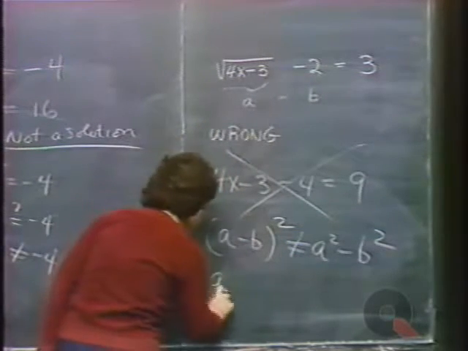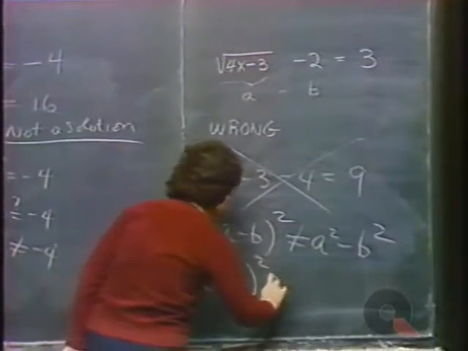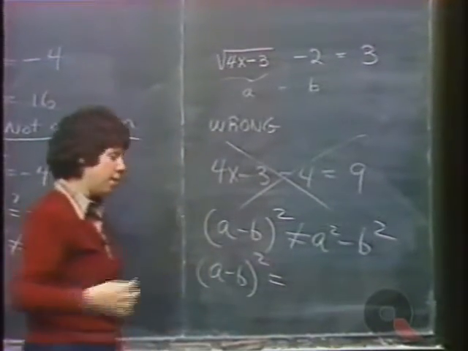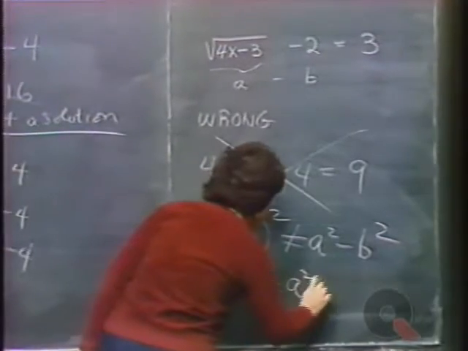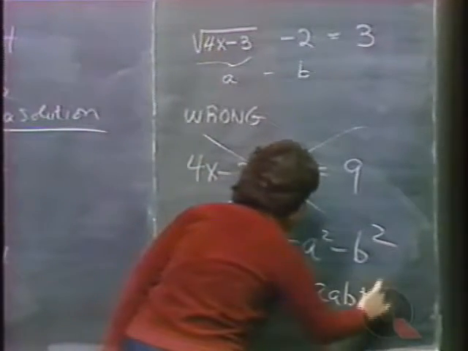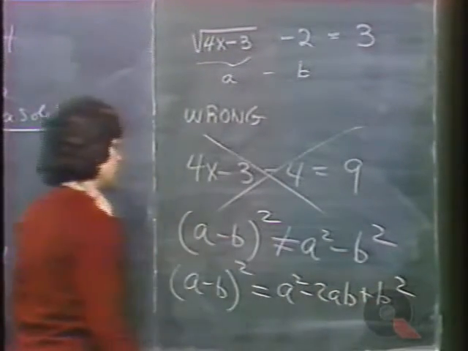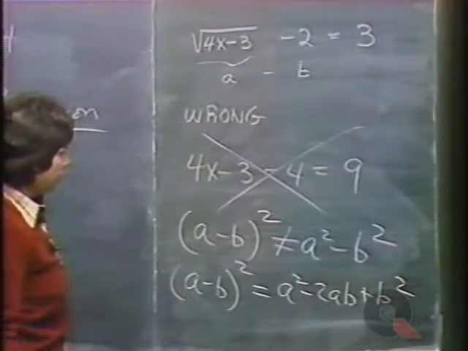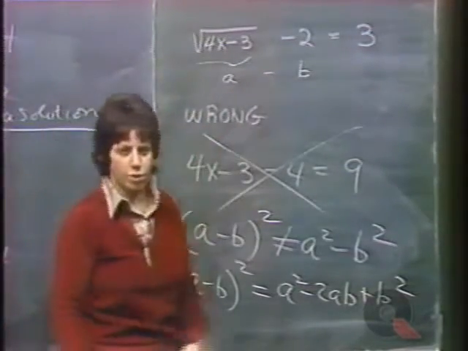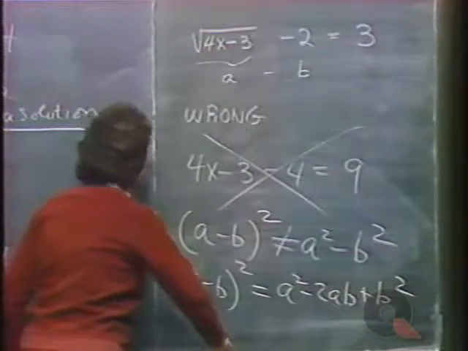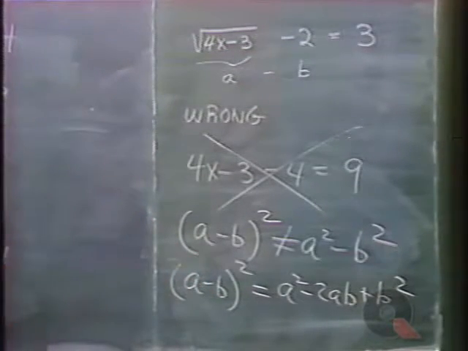What is a minus b squared? It's a minus b times a minus b, and by FOIL, it's a squared minus 2ab plus b squared. Okay, so this is an incorrect procedure. Let's start the problem all over and do it the correct way.